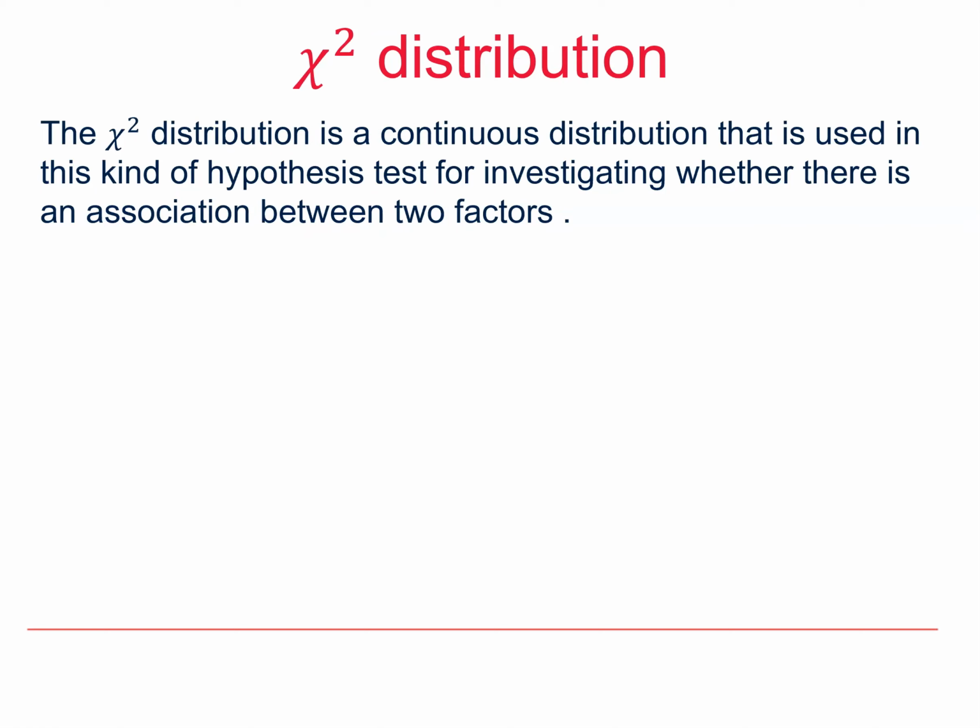To do this, the chi-squared distribution is used. It's a continuous distribution and it's used for investigating whether there's an association between your two particular factors. Chi-squared is also used in other contexts, but we're just looking at a chi-squared distribution in the context of investigating whether there is an association between two factors.